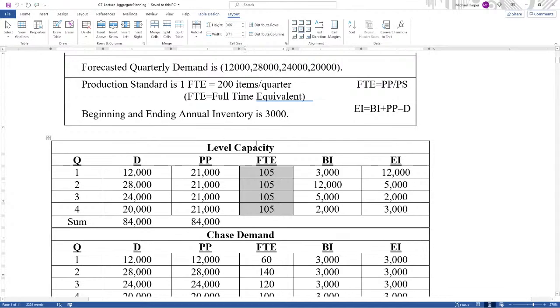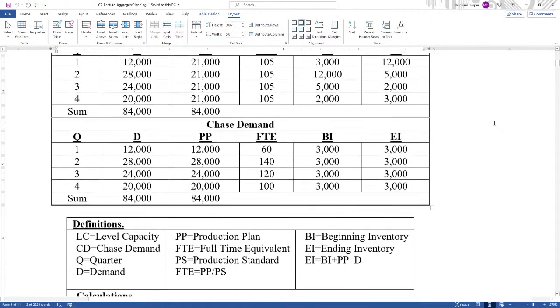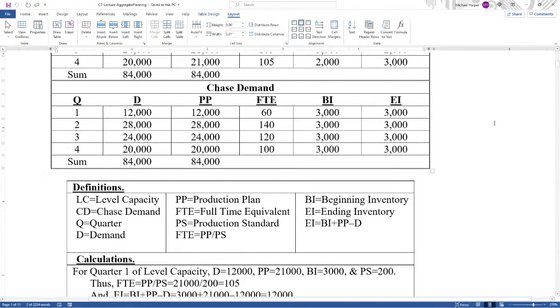Well, that's level capacity. Now this is referred to as one pure strategy. Well, the other pure strategy is chase demand. Chase demand, a description of chase demand, again, just a description, simply is, okay, well, let the production equal the demand. So set those equal to one another. So the 12, 12, 28, 28, 24, 24, 20, 20, well, that's a description.